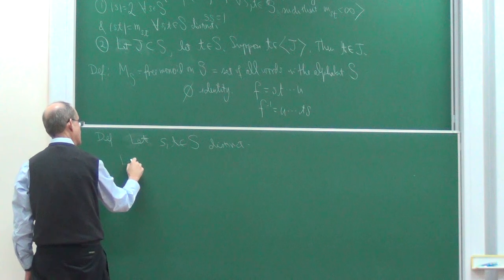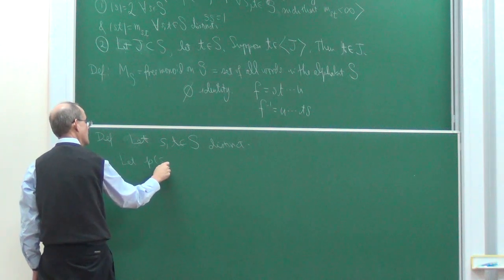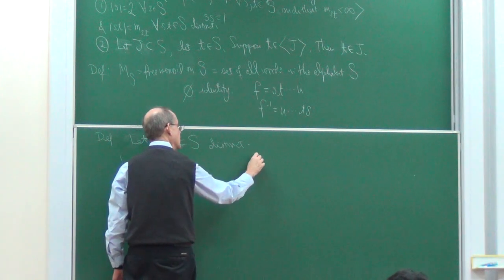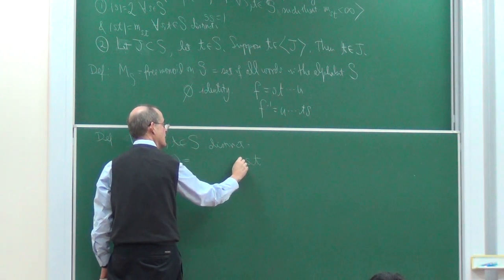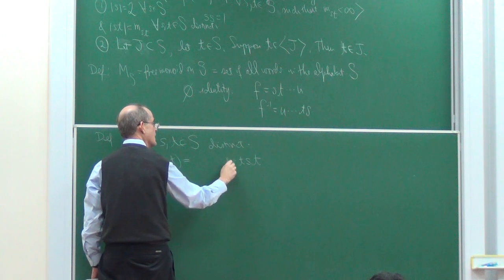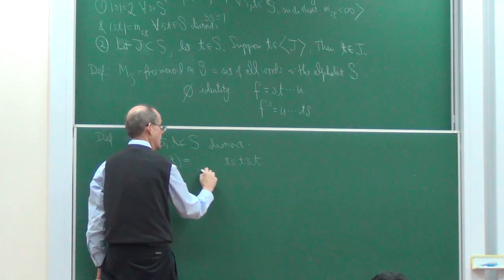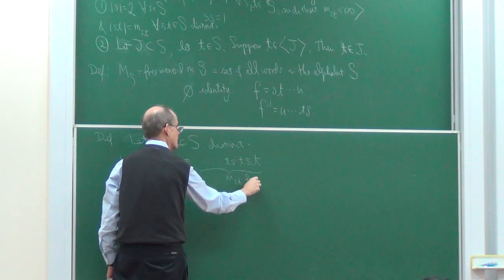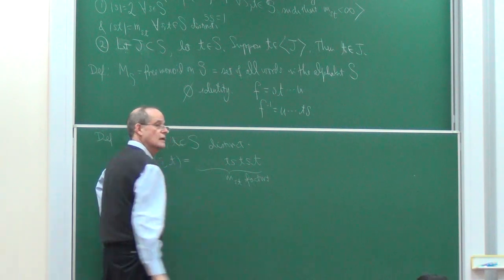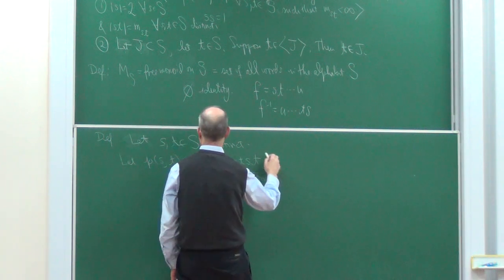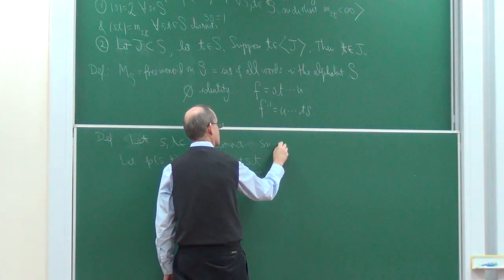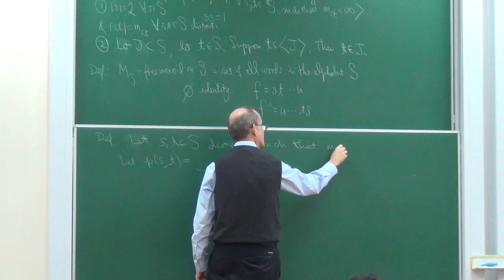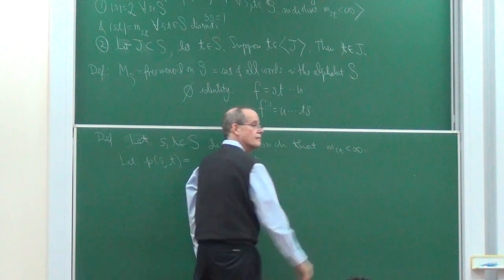Then we add P, S, comma T. So this is the word that ends in T and then alternates T, S, and so on, and has exactly M_{S,T} factors. And this is defined only for those S and T such that M_{S,T} is finite.